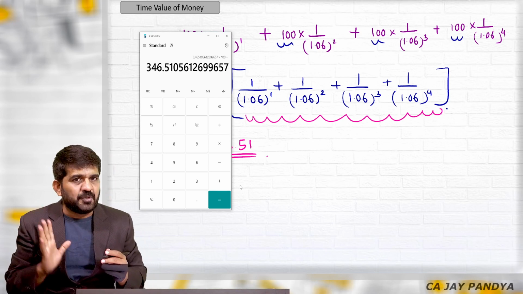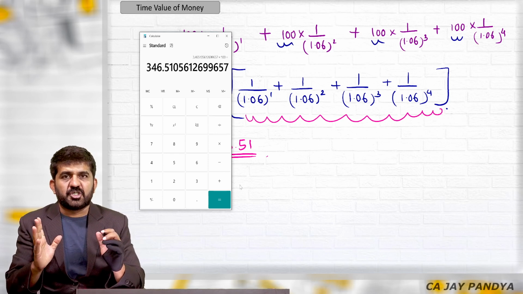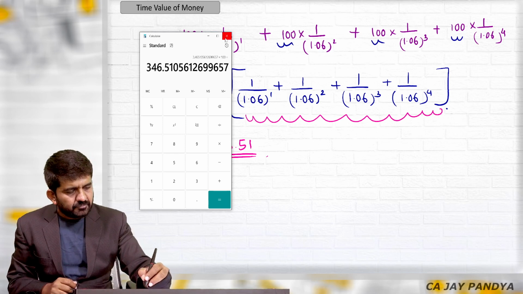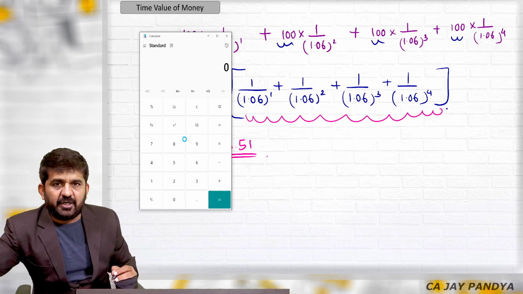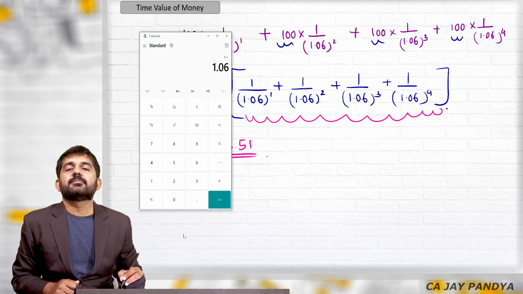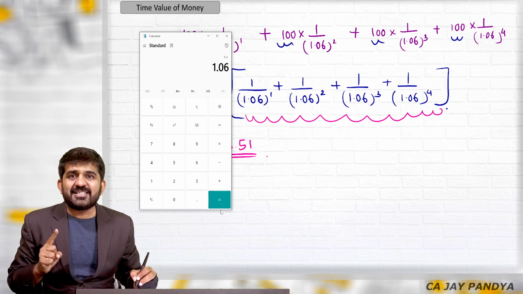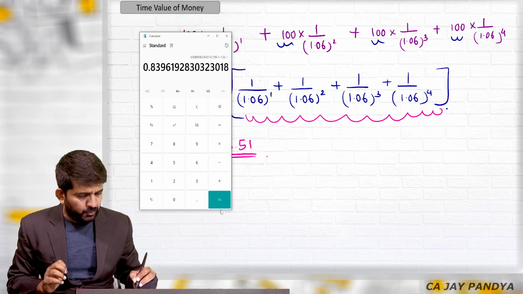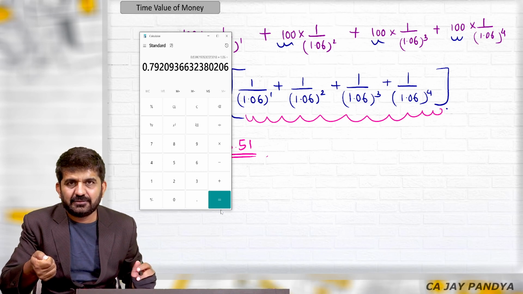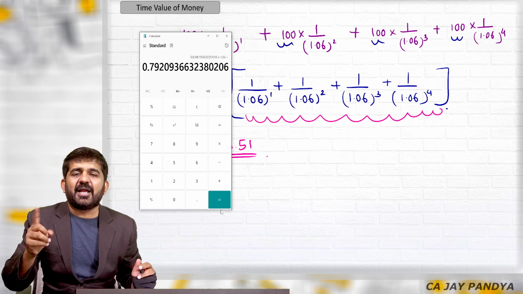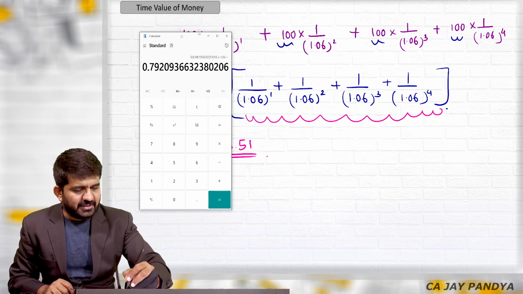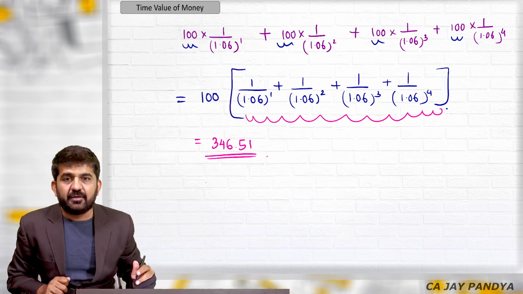Now I am not having this function, but you all will be having this function, which is GT in your calculator. Let us try it with GT. All of you open your calculator. Do this. 1 divided by 1.06. Press is equal to 4 times. 1, 2, 3, 4. Press GT in your calculator. Multiplied by 100, which was taken as common. You will get the same answer, that is 346.51.